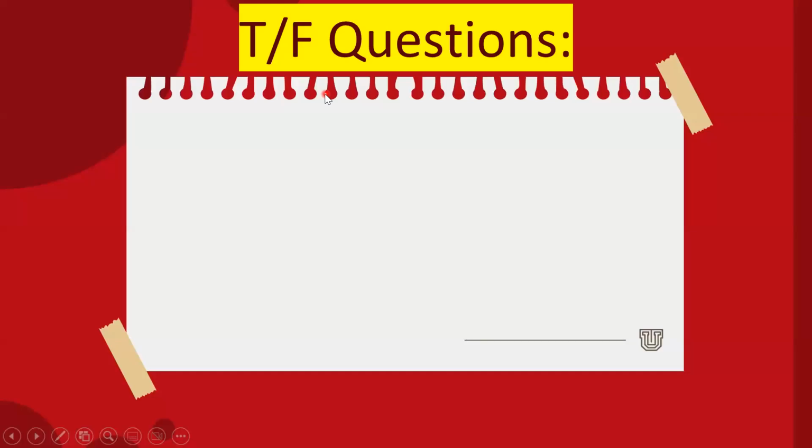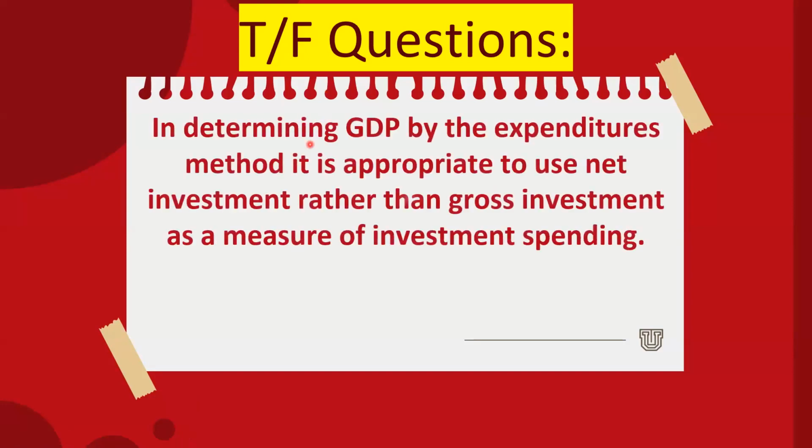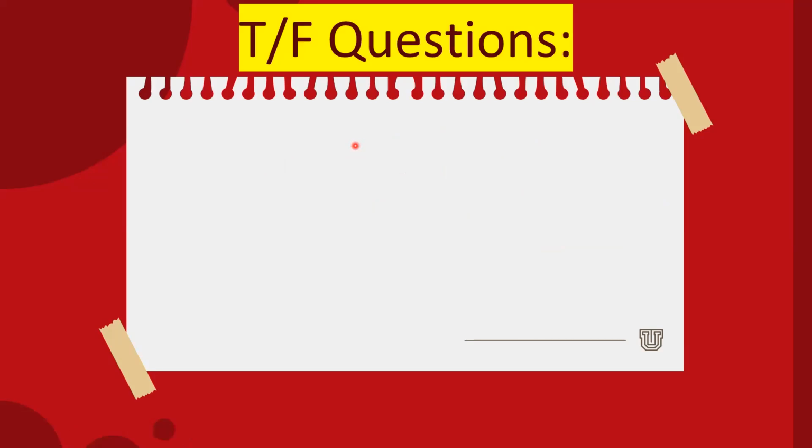The second part of our section is true or false questions. Question number 1. In determining GDP by expenditure method, it's appropriate to use net investment rather than gross investment as a measure of investment spending. زي ما احنا اتفقنا أي gross measure we use gross components. So here we have gross domestic product. We should use gross investment, not the net investment. امتى نستخدم النت investment? We will calculate the net domestic product.